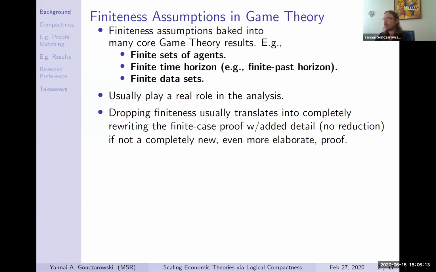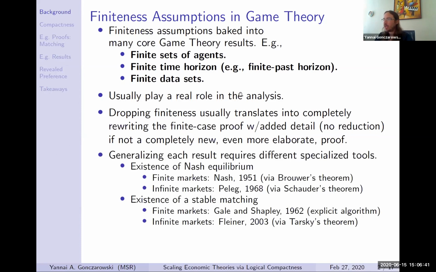And dropping finiteness, if we manage to do so, usually translates into either completely rewriting the finite case proof with more details, so we have no black box reductions that say, due to this fancy theorem, whatever was true for finite is true for infinite. Or sometimes it involves a completely new proof technique, more elaborate, that seems to have nothing to do with the finite case proof. And generalizing each result, even if we already have it for finite sets, and even in the case that we have to rewrite it with added detail rather than reinvent the wheel, requires specialized tools.